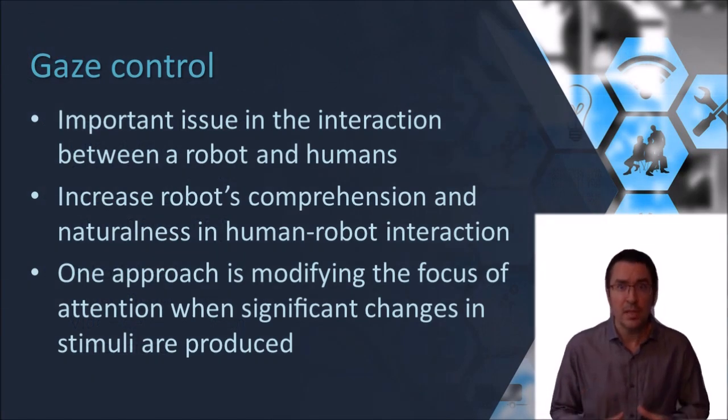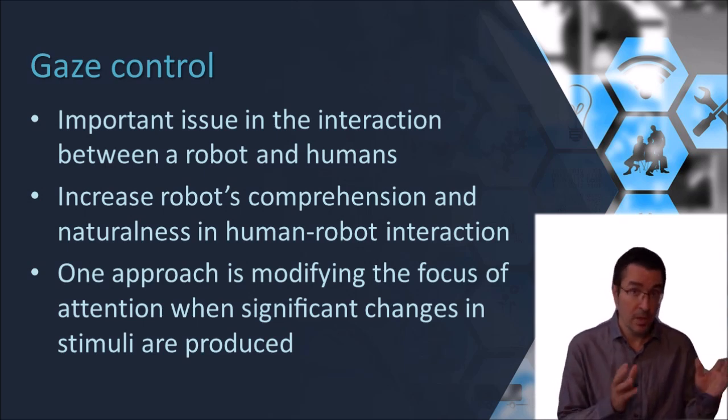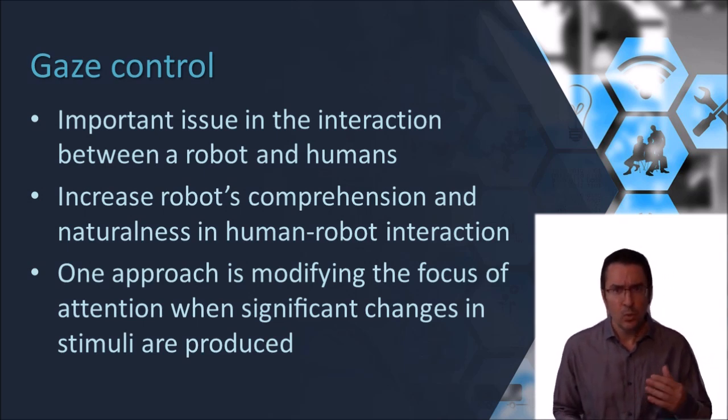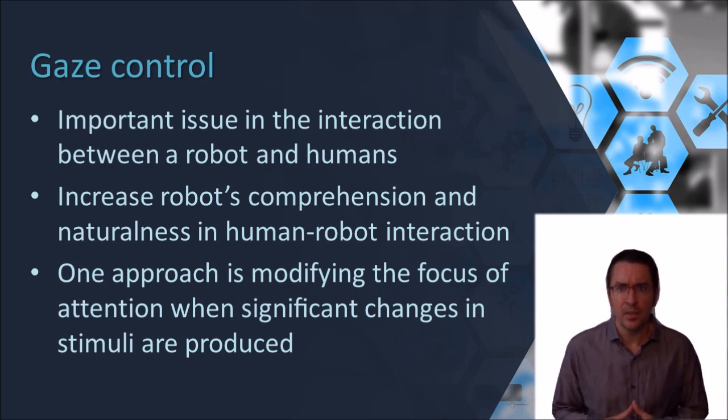Gaze control is an important issue in the interaction between robots and humans. It increases the robot's comprehension by humans, but also the naturalness of the interaction. In our approach, we modify the focus of attention of the robot when significant changes are produced in the stimuli.